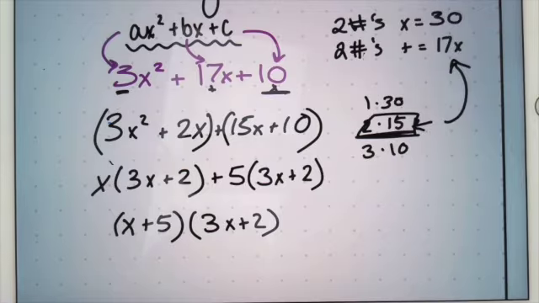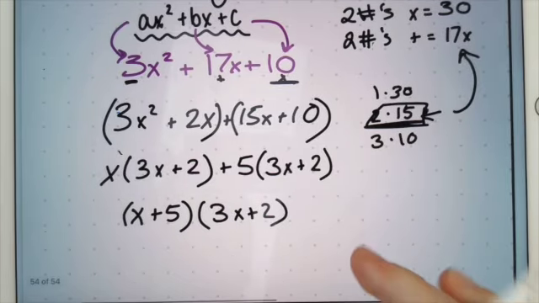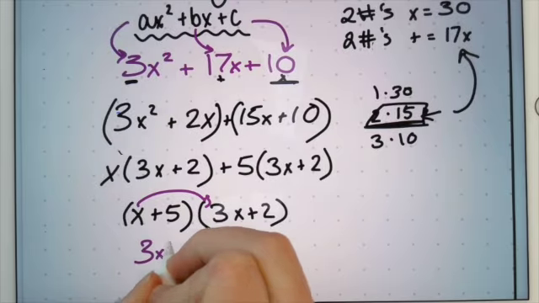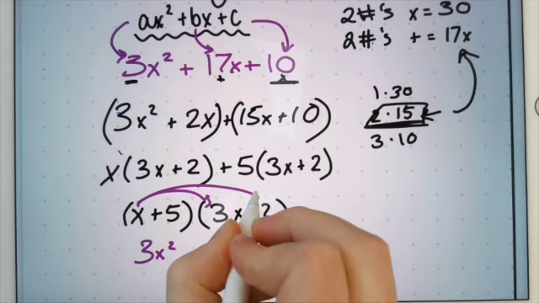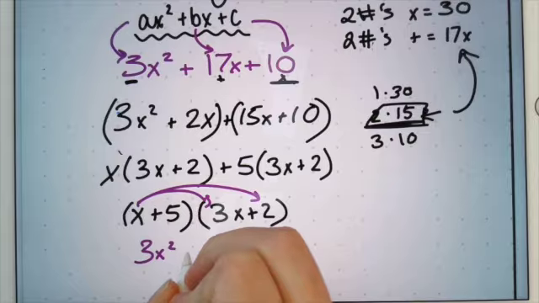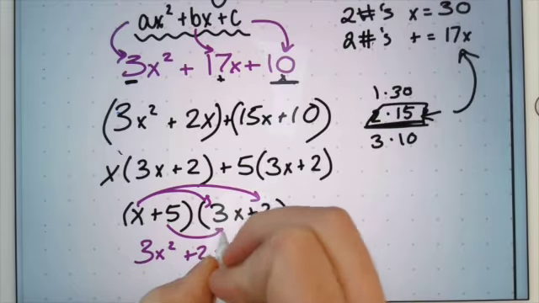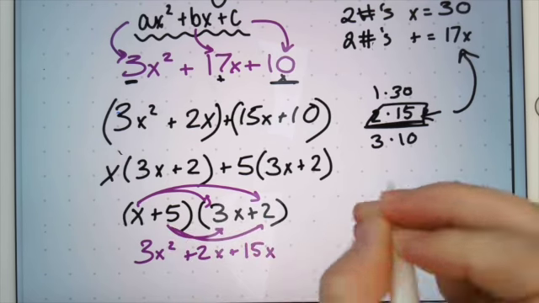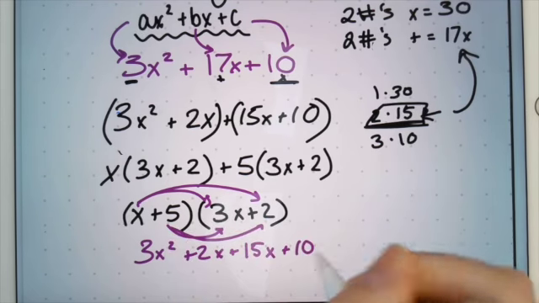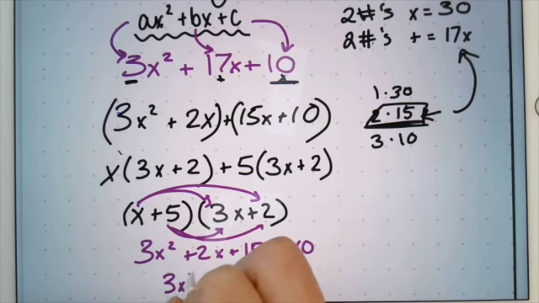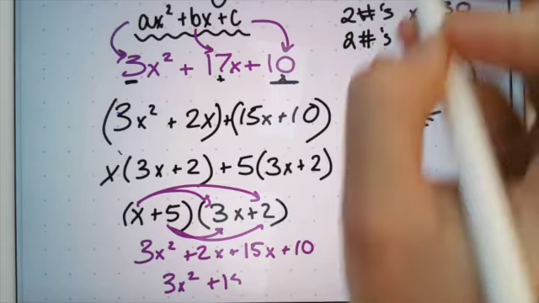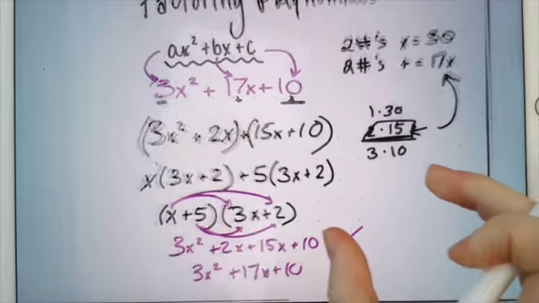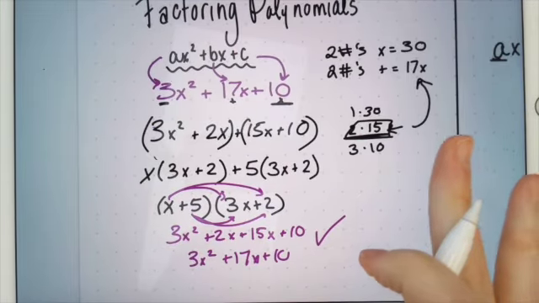Now let's go and double check this so that we know that it worked. X times 3x is 3x squared. X times 2 is plus 2x. 5 times 3x is plus 15x. And then 5 times 2 is plus 10. Then I can simplify it, and I got 3x squared plus 17x plus 10, and I have done this correctly. So that's one way to solve for it.